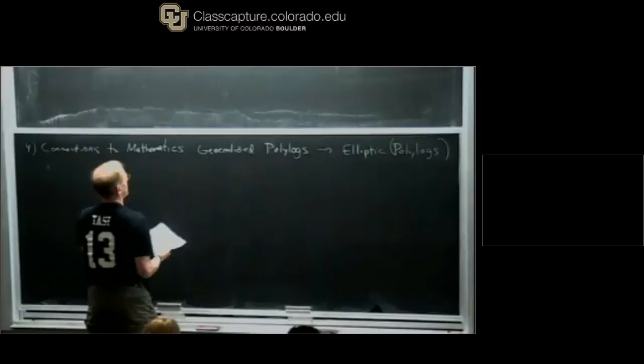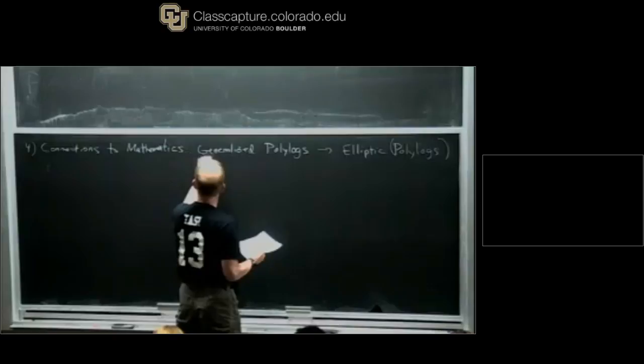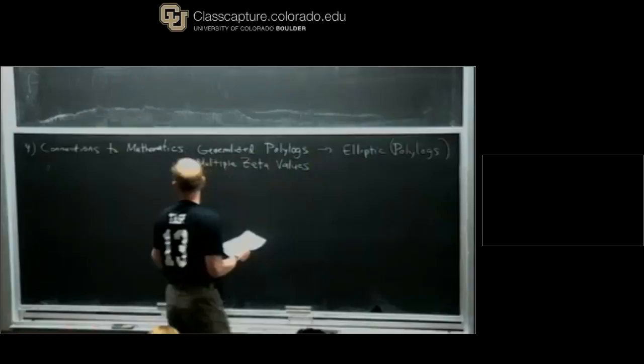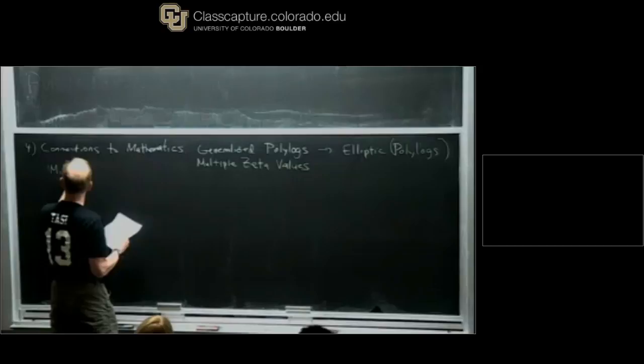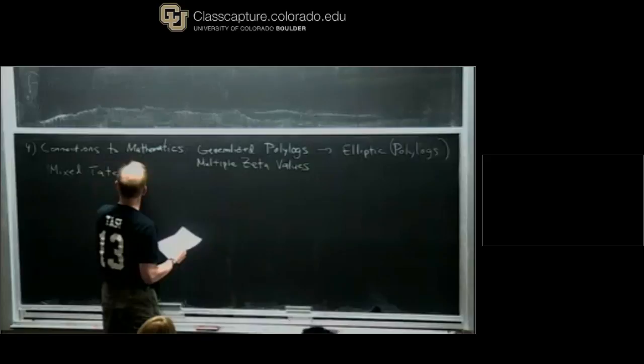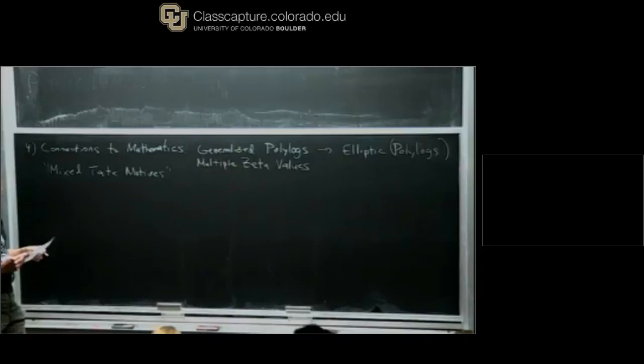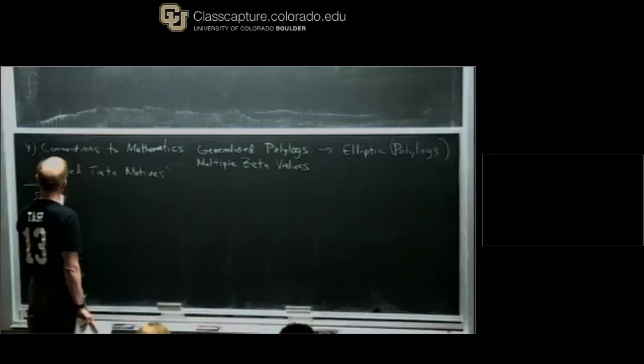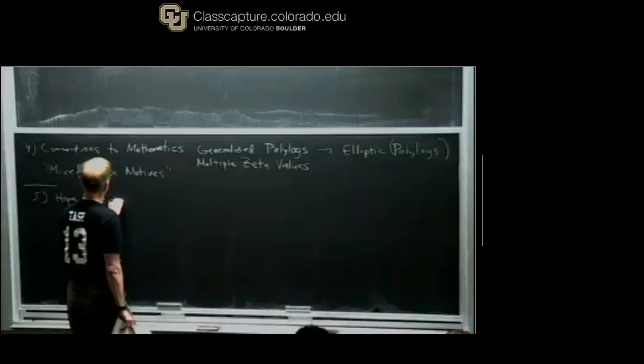And associated with these generalized polylogs are multiple zeta values, which have a lot of interesting number theoretic aspects to them. And there are even connections to things in the math literature that I can only write the names down. Don't ask me what they mean. Things called mixed Tate motives and other aspects. So there's this mathematical connection too. There's also the hope to extend these techniques to other avenues or other arenas.